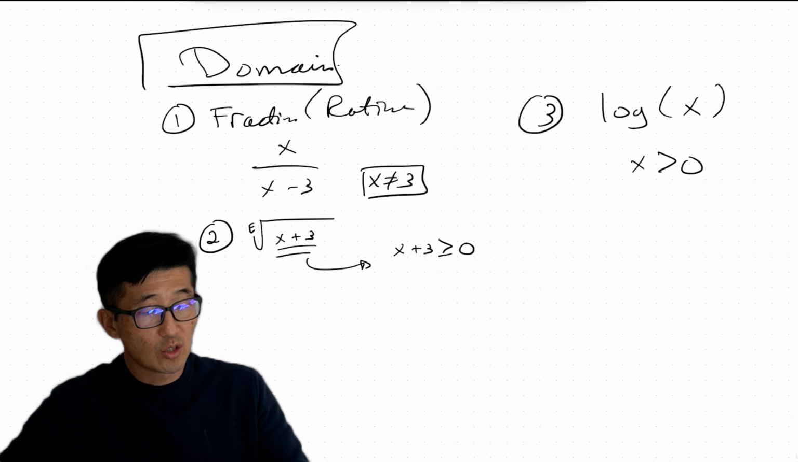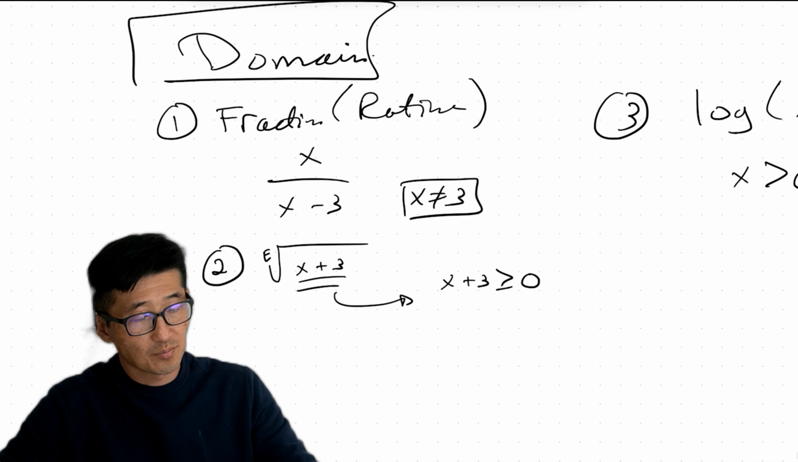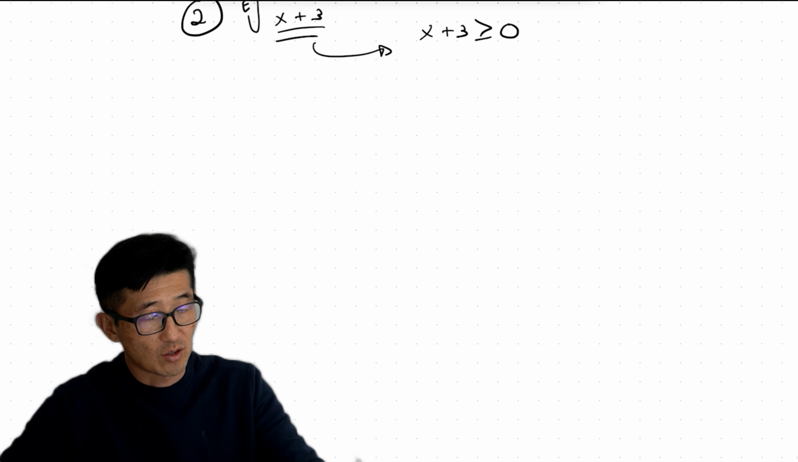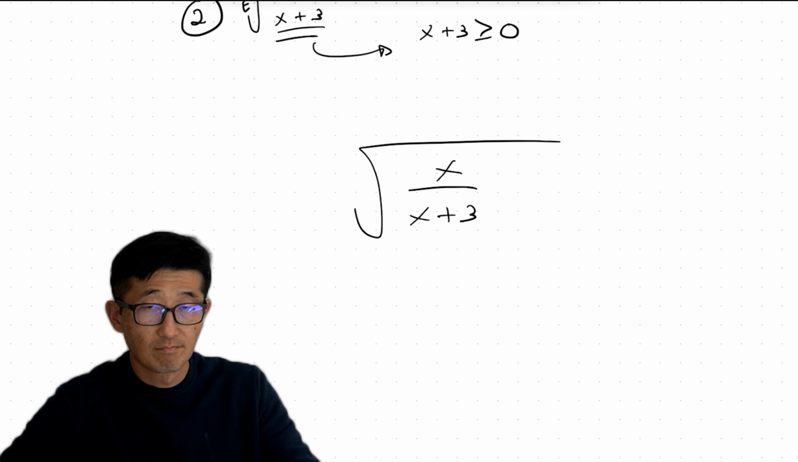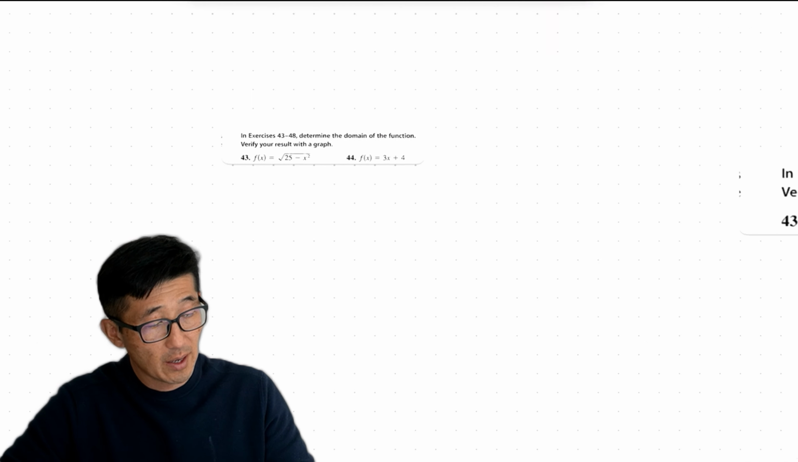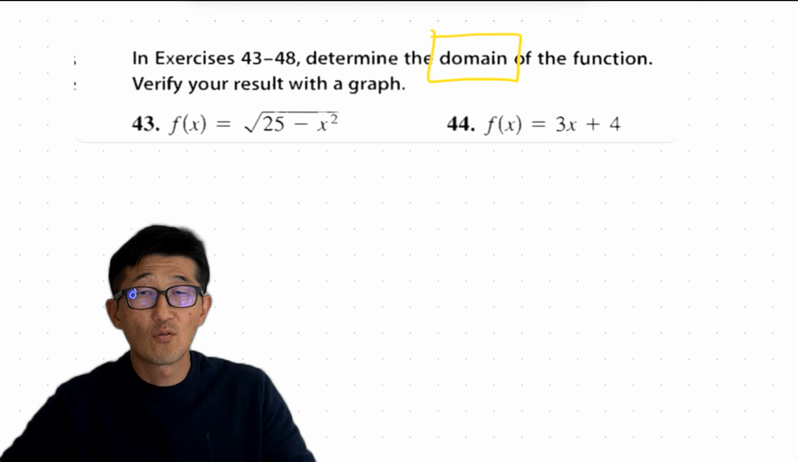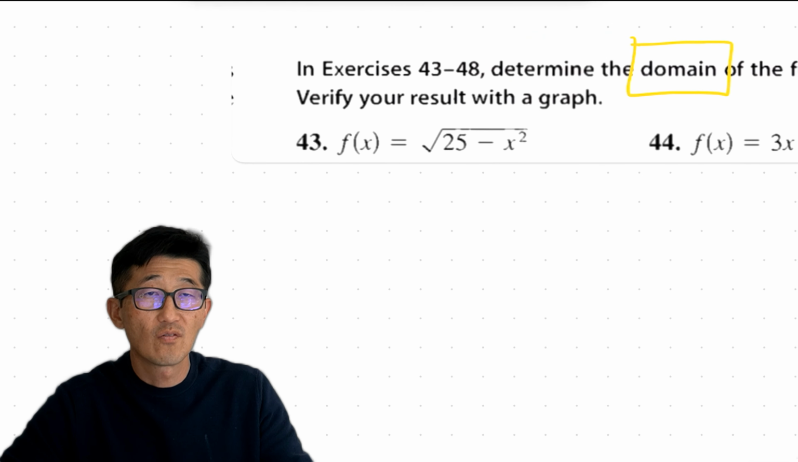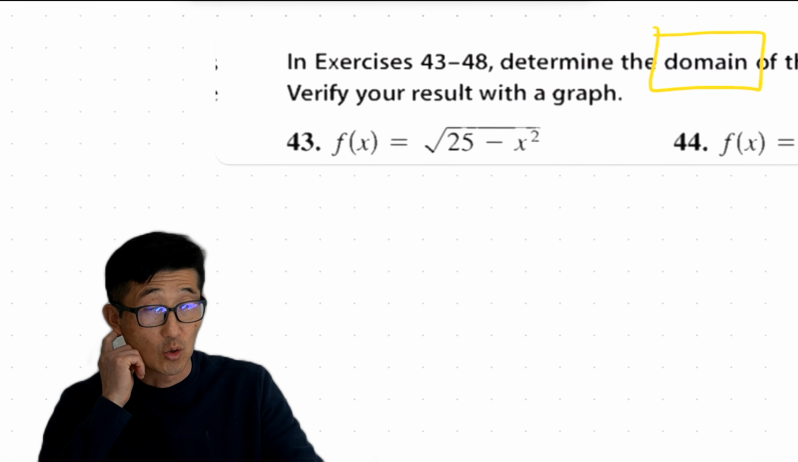But now what you'll see often is a combination of a fraction and a radical. You'll see something like this. So you have to apply both. Take a look at the problem here. Give me the domain for 43. What values of x can you plug in and not plug in to this equation?